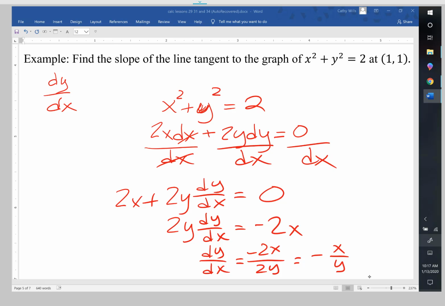Now we're supposed to find the slope of the tangent line at the point (1, 1). So that's what we're going to put in for x and y here, and that's going to be just negative 1. So that would be the slope of the tangent line to that graph. All right, so that's example 34.4. And if you look on page 184, you'll see a picture that shows you what that looks like with this circle and its tangent line.